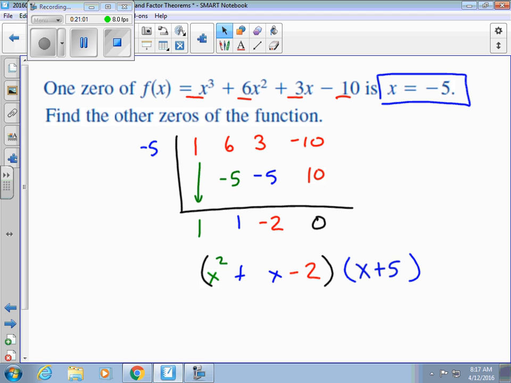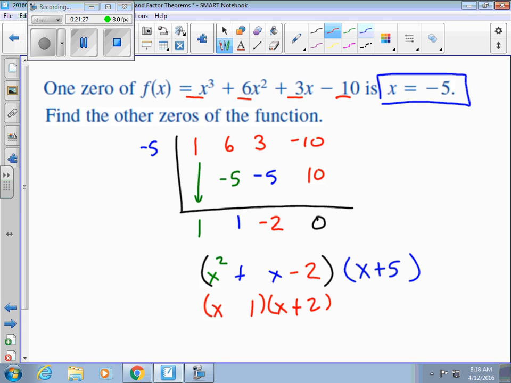We have to separate this one into two binomials by factoring it out. We know how to do this. Again, it's been several months, but we know how to do this. x times x gives us x squared. The c value is 2, so we have to use the numbers 1 and 2. There's no other numbers you can use. The negative in front of the 2 tells you they're opposite signs. The positive in front of your b value tells you the bigger number is positive. So plus 2, minus 1.